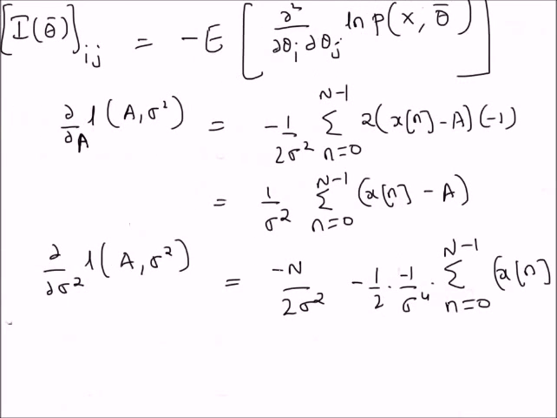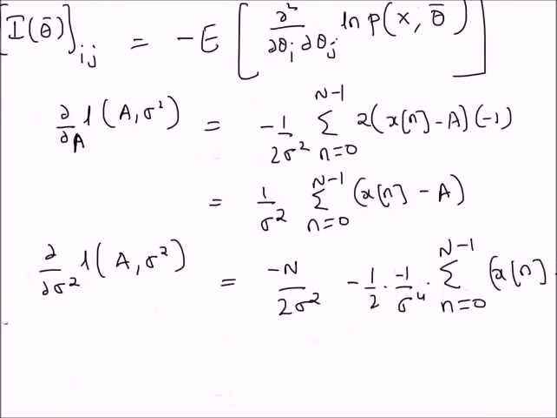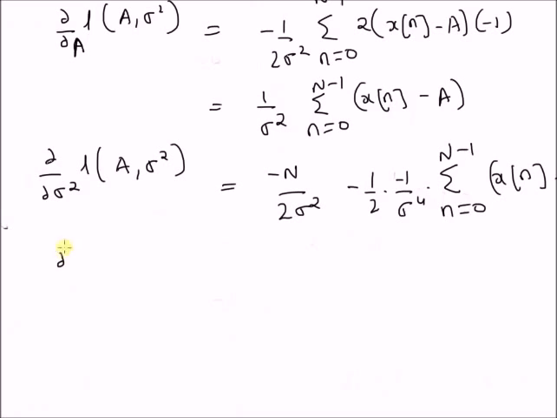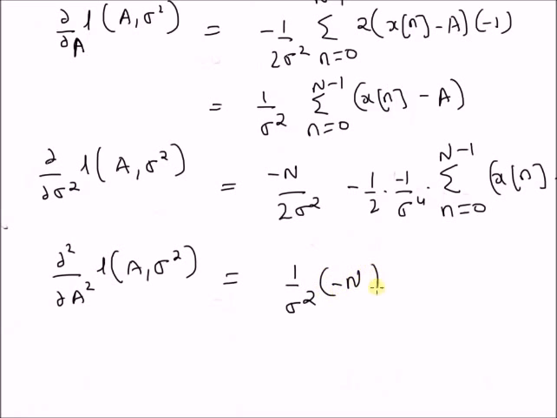Now let us look at the second derivative with respect to the parameter a, that is dou square by dou a square of the log likelihood function, which is the derivative with respect to a of the first derivative right here. So it is 1 by sigma square into the derivative of x of n, which is 0, and the derivative of minus a is minus 1, and we have n terms here, so we have minus n. So this is equal to minus n by sigma squared.